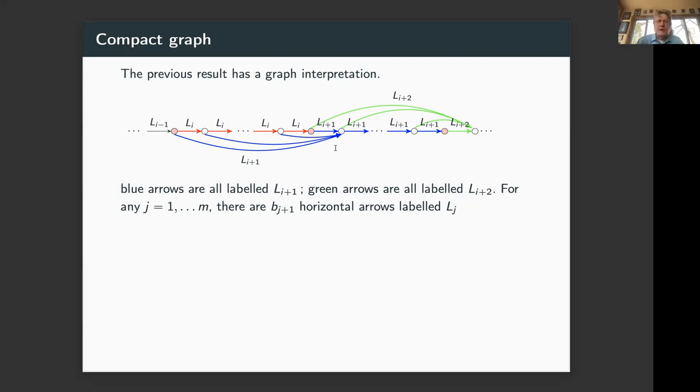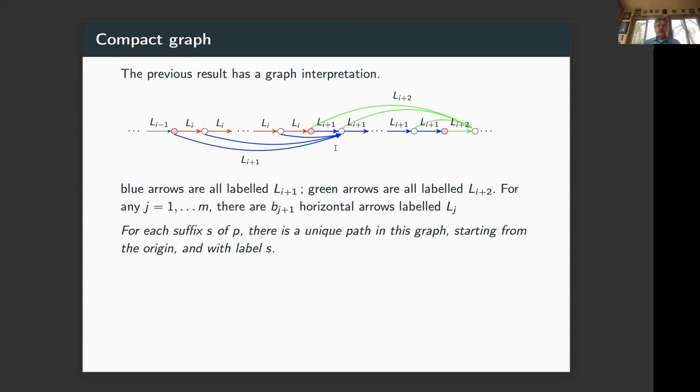This is the graph, it's a labeled graph, and the result of Anna Frid before, but the reversal result is that for each suffix S of P, the central word, there is a unique path in this graph which starts from the origin, completely left, and ends at the other end, and whose label is S.